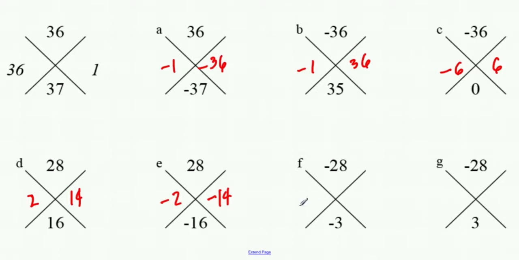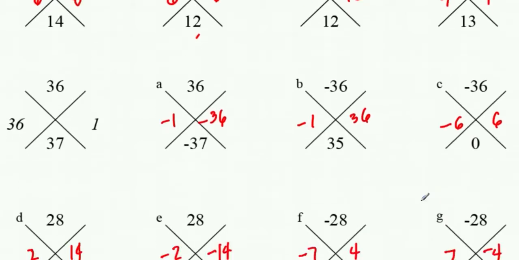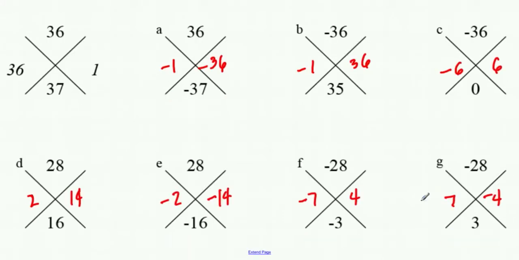Negative 28 would be negative 7 and positive 4, because you want to get the negative sum, and that will still give you a negative 28. And in this case now, we'll do the opposite. This becomes now 7 and negative 4. Okay, you want to get a positive sum and then still a negative 28. So this is using the X method.